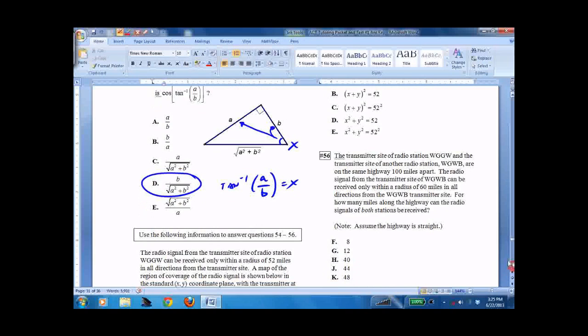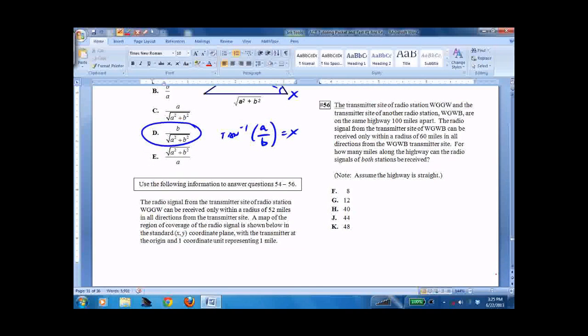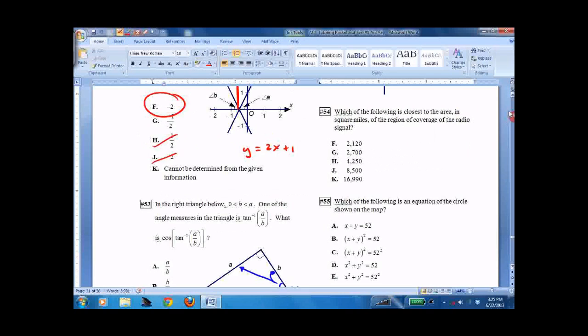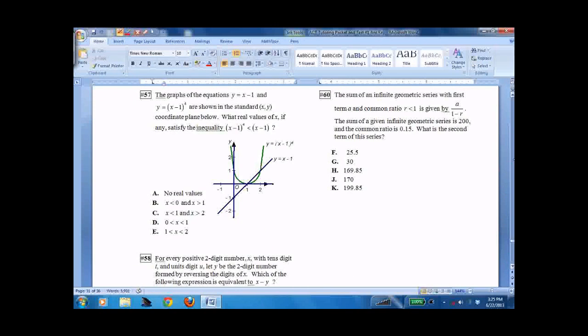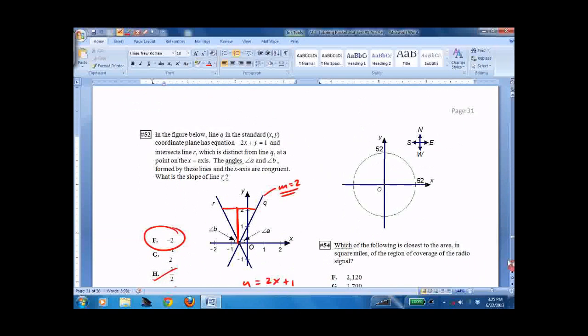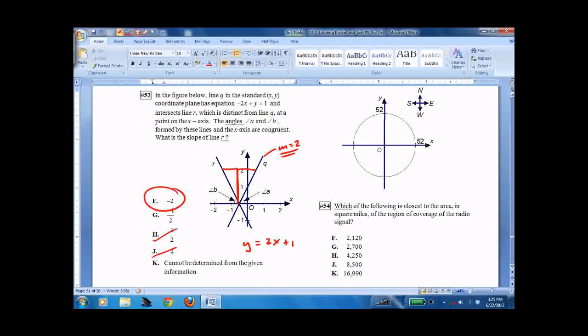Use the following information for 54 to 56. Radio signal can be received within a radius of 52 miles. A map of what it looks like is above. Which of the following is closest to the region of coverage? Well, that's just a circle with a radius of 52. So it's pi times 52 squared. Gets me pretty close to 8,500.